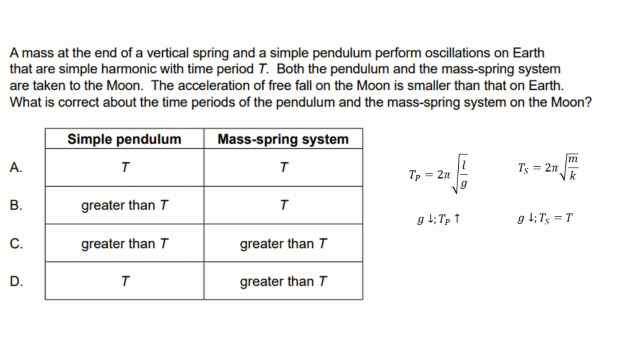Okay, so we can start looking at our combination of answers here, and hopefully you can see that the only one that fits what we've just said is B, where the pendulum will have a period greater than T, and the mass spring system will simply have a period equal to its original period, which is T.